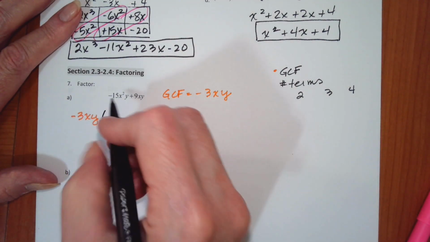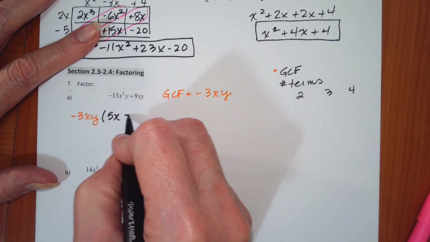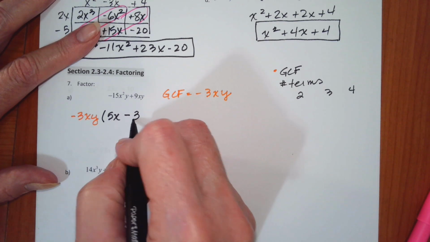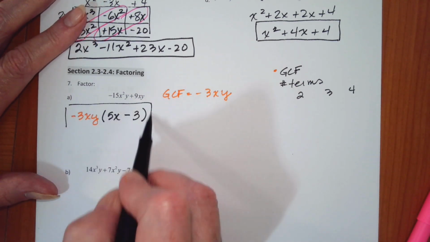And when I divide by that, I get 5x minus 3. 5x minus 3 can't be factored, so I'm done.